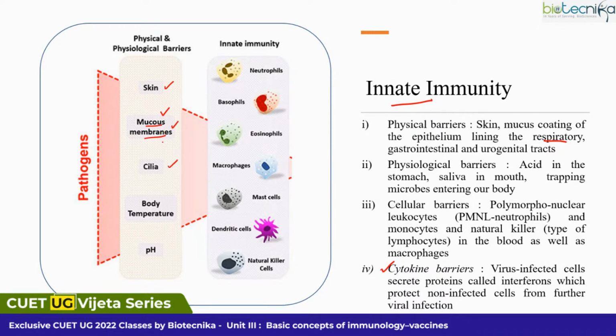Then cilia, as I already told you, try to remove any kind of pathogen, so it does not allow colonization. So these come under your physical barriers.